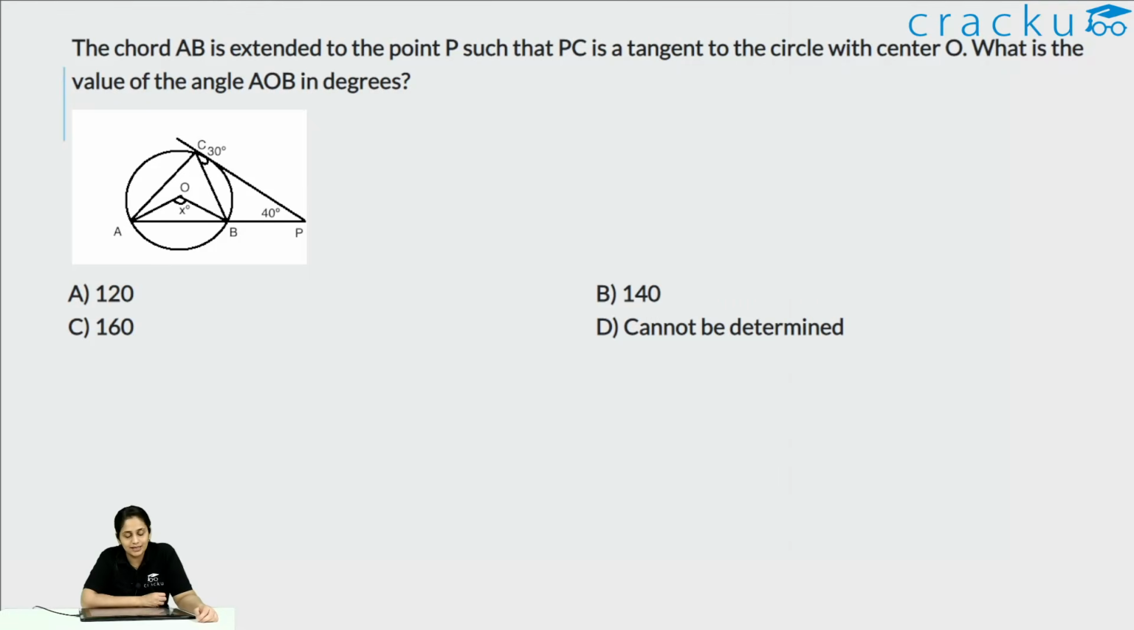The chord AB is extended to the point P such that PC is tangent to the circle with center O. What is the value of angle AOB in degrees? X.